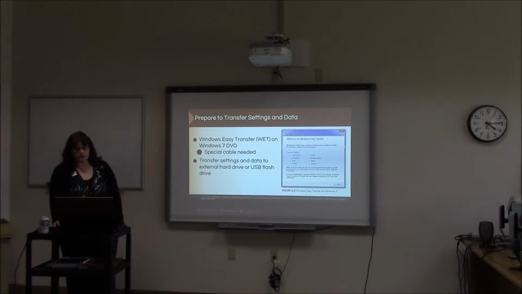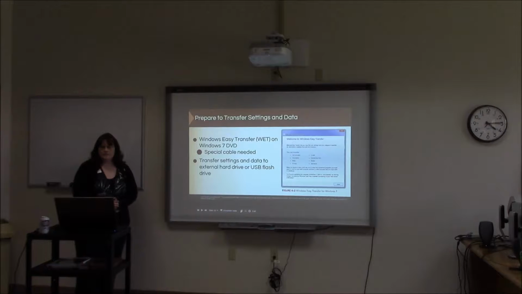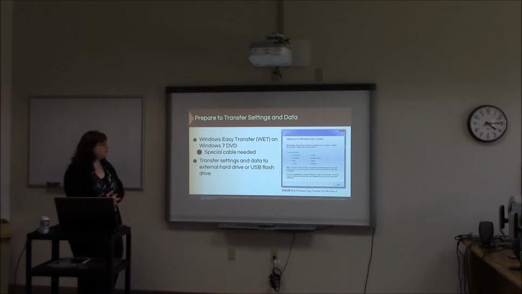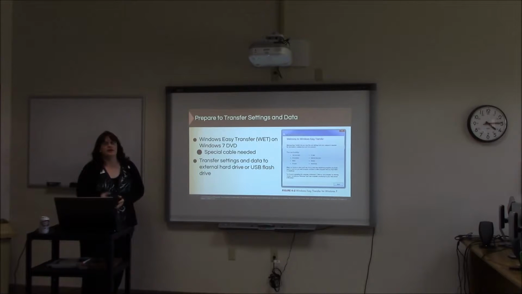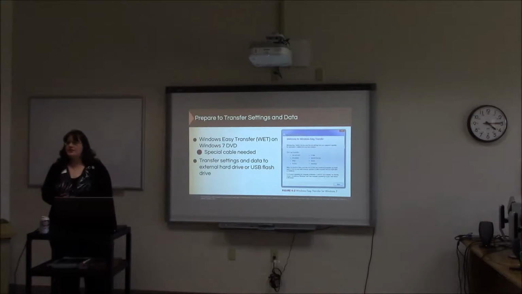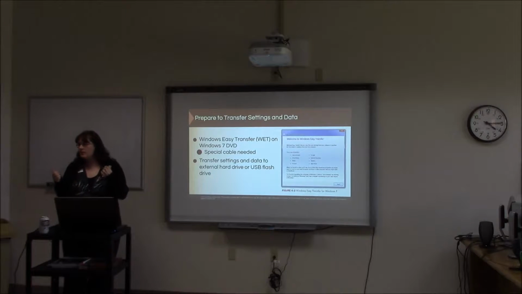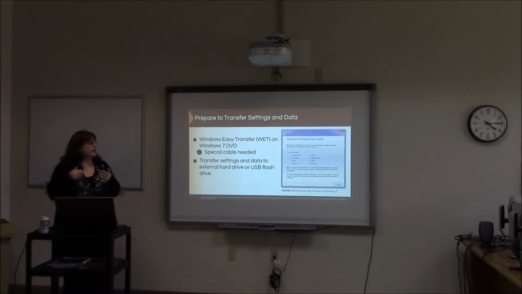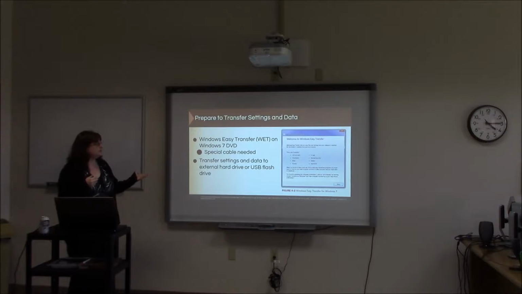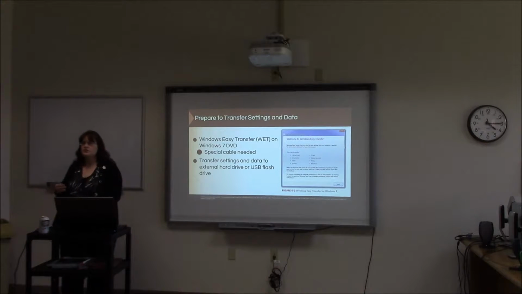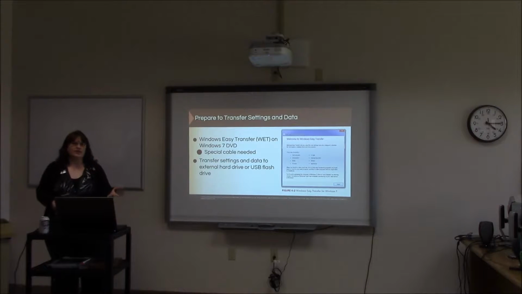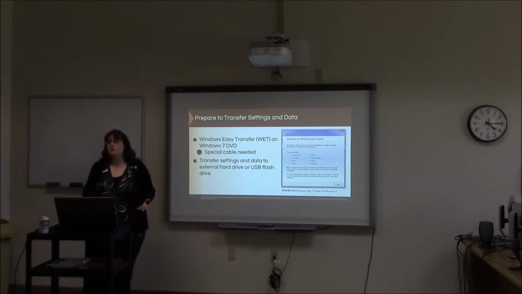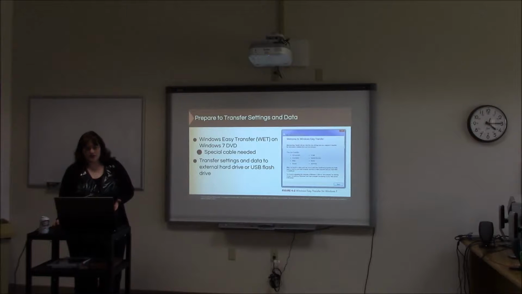When you're ready to transfer over your settings and your data, there are different ways to do this. They have something called Windows Easy Transfer that comes on the DVD that Windows 7 resides on. There's a special kind of USB cable that it gives you, and you can use the Windows Easy Transfer Wizard to move all of your things to another computer, or maybe to a flash drive or a hard disk, depending on how much stuff you have.